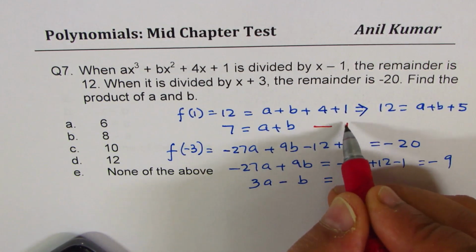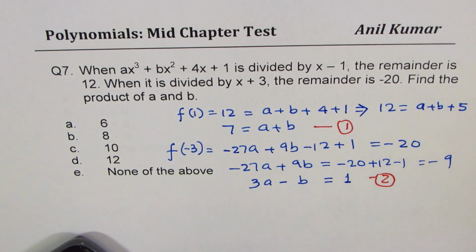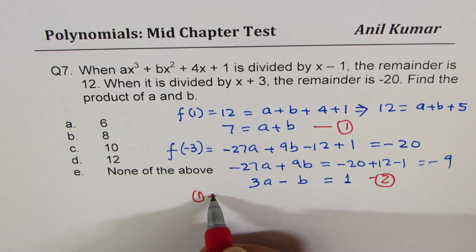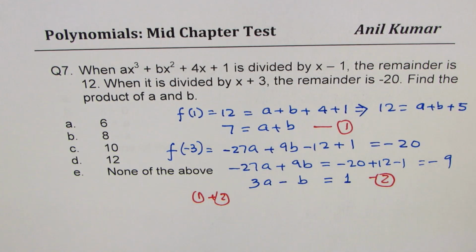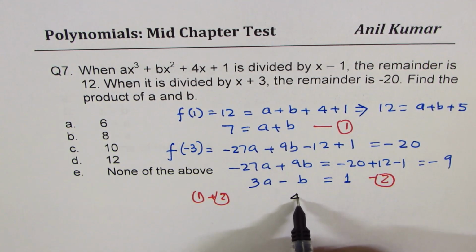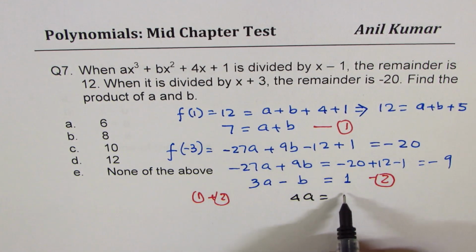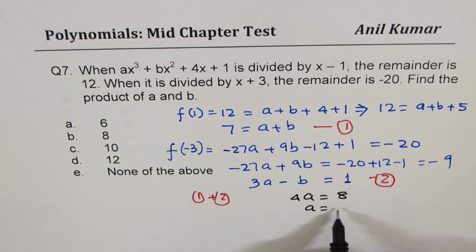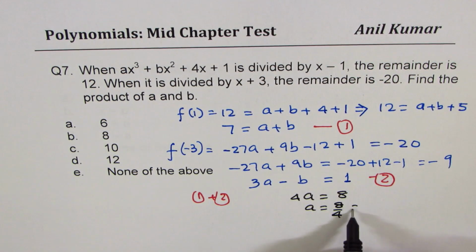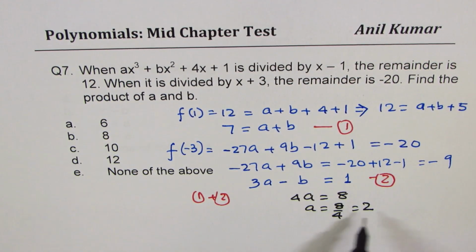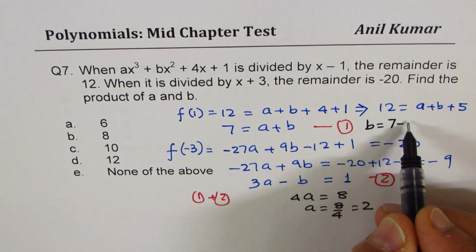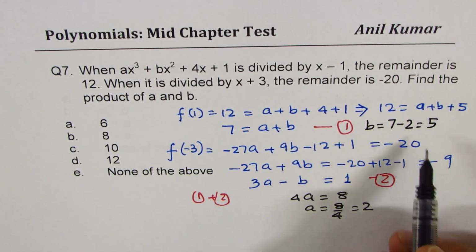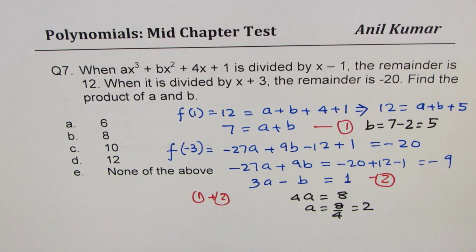So we have two equations, equation 1 and equation 2. As you can see, if I add equation 1 and 2, b is cancelled, perfect. So we are left with 4a equals 7 plus 1, which is 8, and that gives a equal to 8 divided by 4, which is 2. Once we get the value of a as 2, we can find what b is. b is 7 minus 2, which is 5. So we get 5 as the value of b.